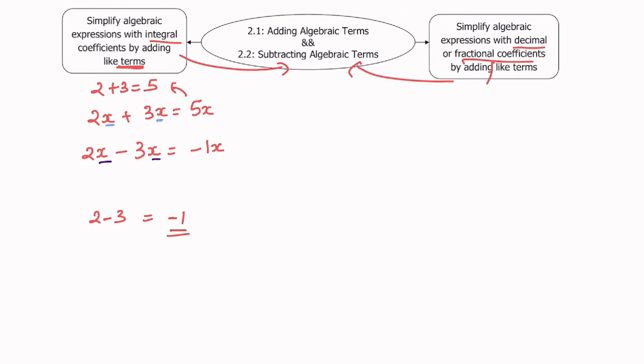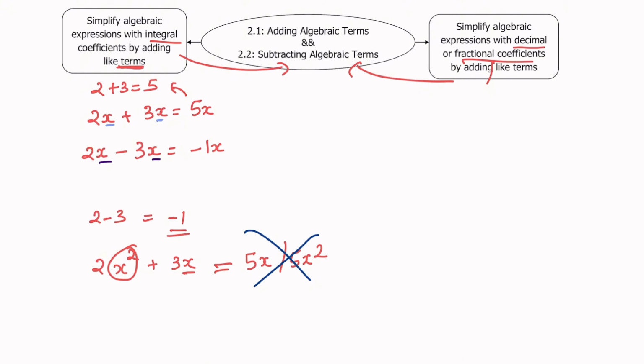Now, for example, if you have 2x squared plus 3x, what do you do? Do you write 5x or do you write 5x squared? Well, you write none of this, because x squared and x are not like terms. You can add and subtract only like terms. It's very important for you to understand that.